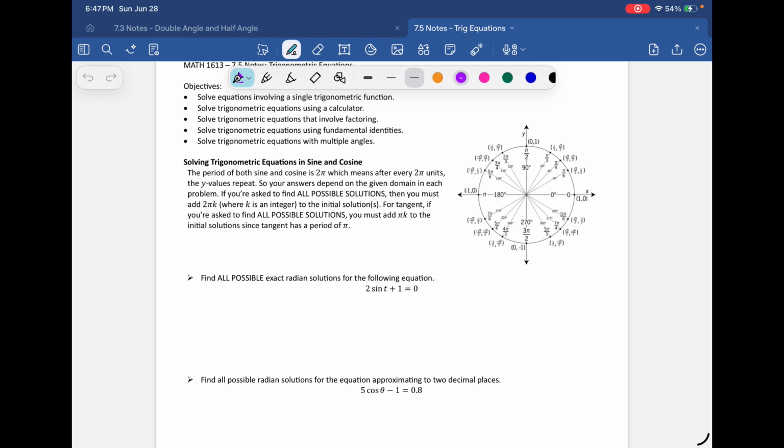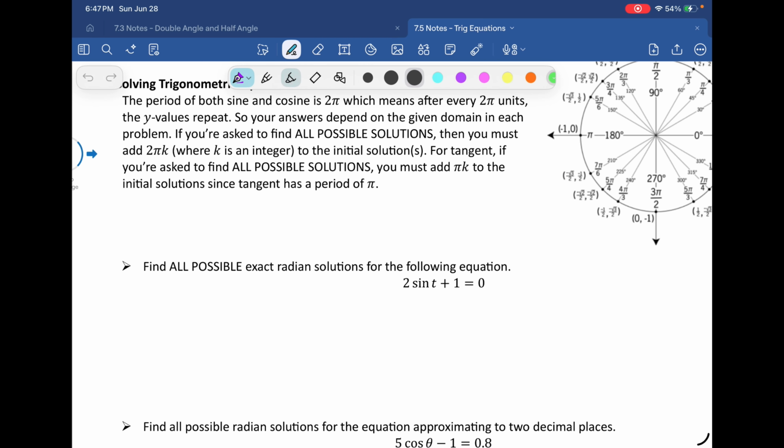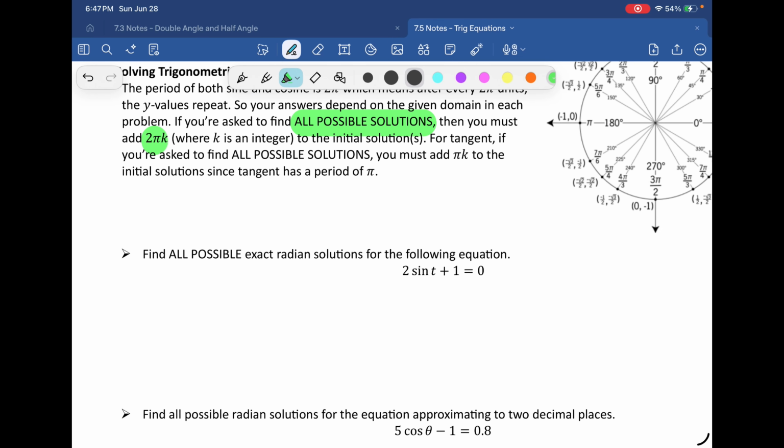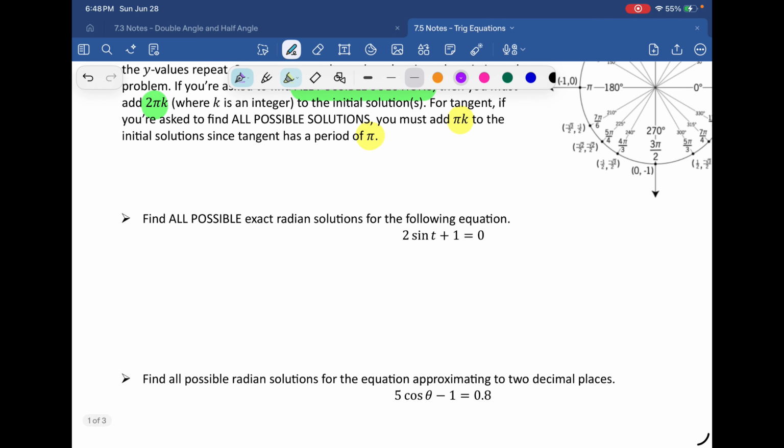If you're asked to find all possible solutions for sine and cosine, you would add 2 pi k for your solutions. For tangent, you would add pi k. The reason being is that for sine and cosine, the period is 2 pi. For tangent, its period is just pi.